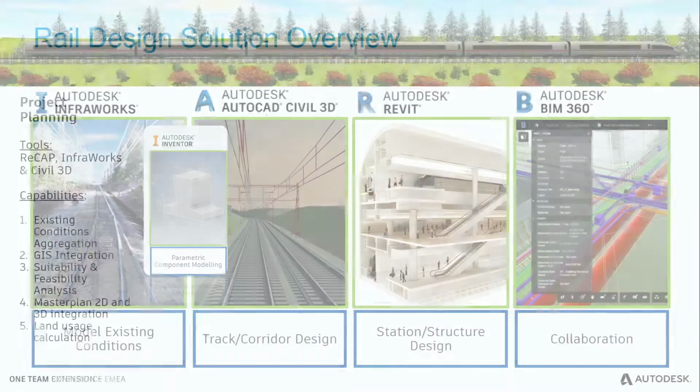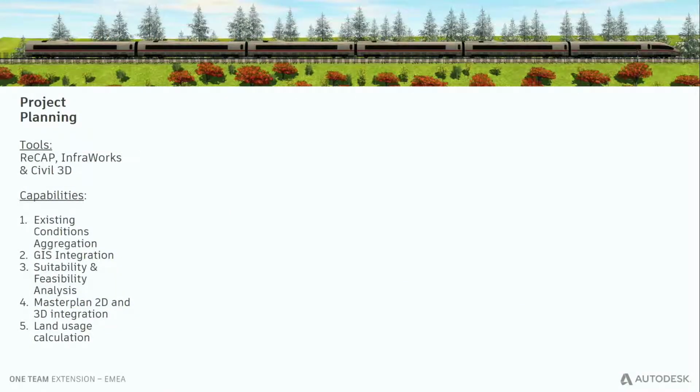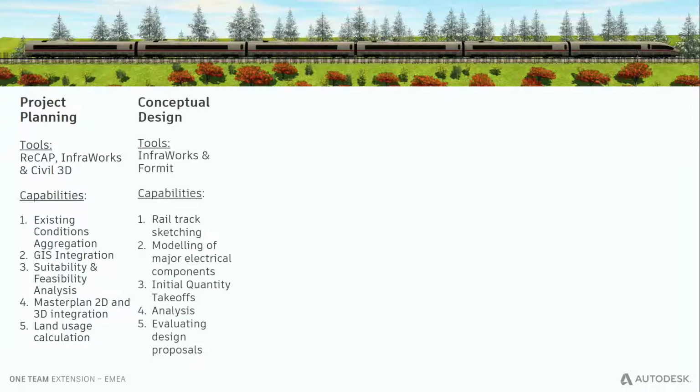What I've put together for this presentation, and that you can use later on, is kind of putting it in a workflow. So first of all, when we talk about project planning, the major tools that we use are Recap to get the existing conditions in point clouds. We have InfraWorks, and sometimes we do use Civil 3D. Now, these are the basic capabilities. I'm not going to read them all because there are too many, but I will show them to you in the upcoming slides. So we move from project planning to conceptual design.